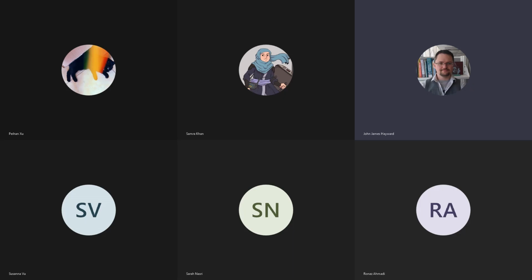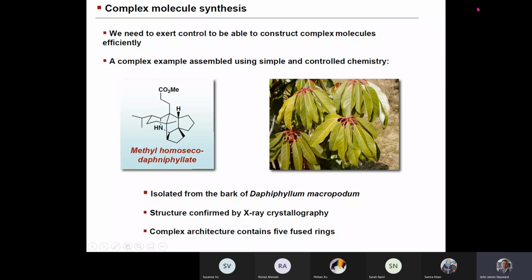Recording full screen. So last time we talked about all the various different ways that we can affect regioselective and chemoselective control over a reaction. And we also talked a little bit about geometric selectivity in cis and trans double bond formation. So now we're going to talk about what we have right here, and I hope you will agree that it certainly counts as a complex molecule.